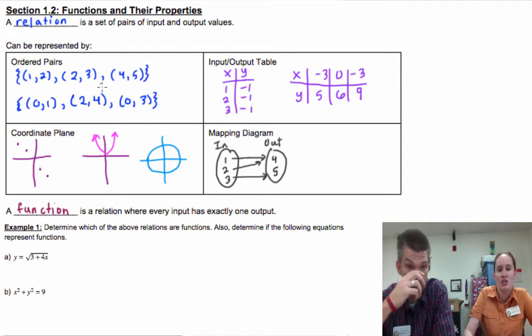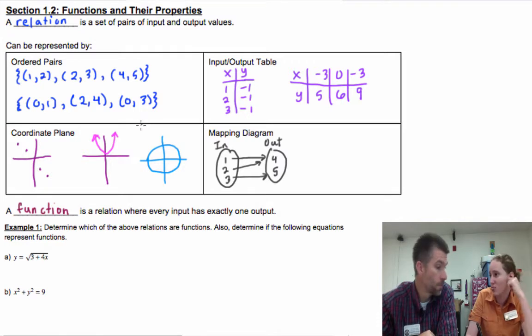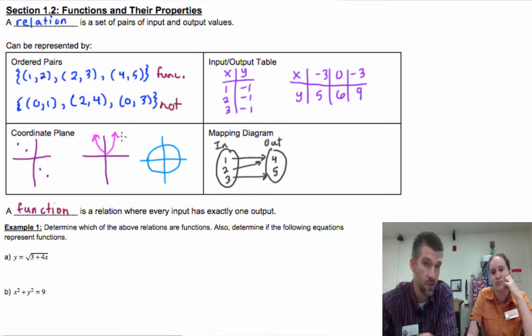Okay, let's do it. When we're looking at ordered pairs, what matters is that each input has one output, so my x values better not repeat. You can't have any x values over and over again. So this first one, 1, 2, 4, we're fine. No repeats, so that's a function. But for this second one, 0 has 2 different y values, 1 or 3, so that's no deal.